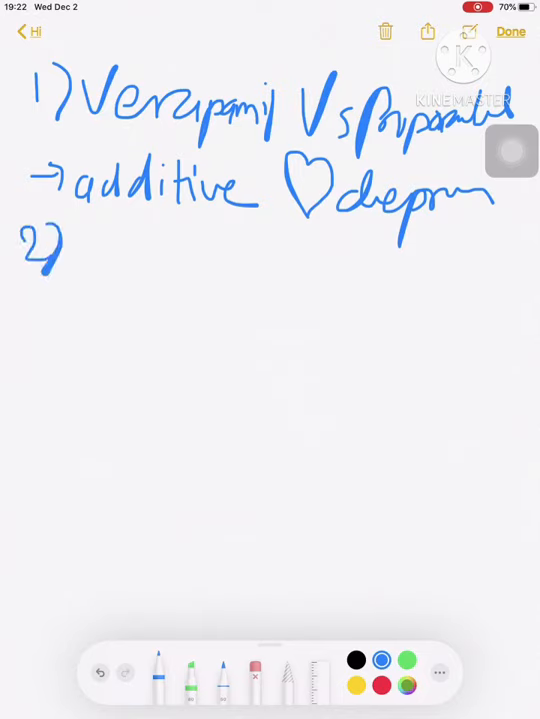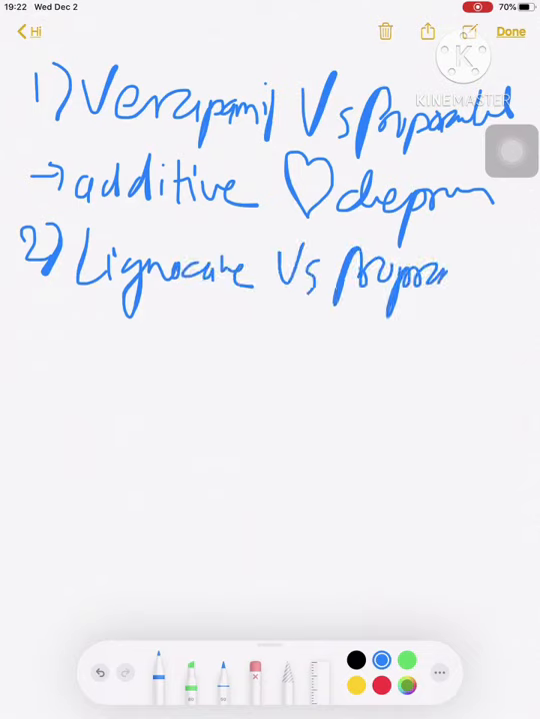Second one is lignocaine versus propranolol. Forgive my handwriting. Propranolol will decrease the hepatic blood flow, thus reducing the clearance of lignocaine, which means lignocaine will act for a longer time.